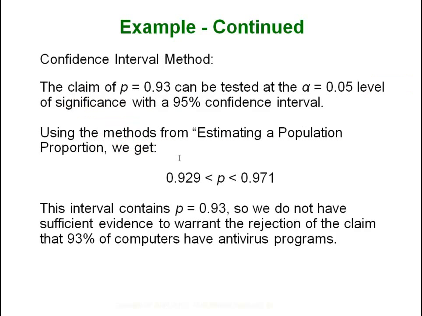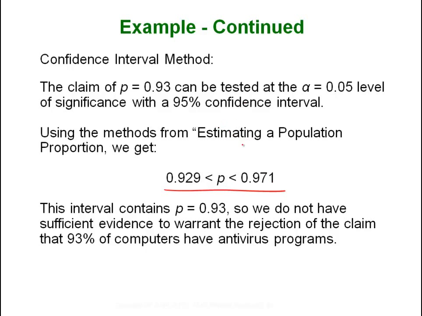Now, if we were going to do the confidence interval method, I'm just going to show you this once because I really think this is a horrible method to use, and we can only use it here because it's a two-tailed test. We build a confidence interval around our p-hat. Well, in this case, we get a confidence interval of 92.9, so almost 93%, up to 97.1. That's a confidence interval around your p-hat.